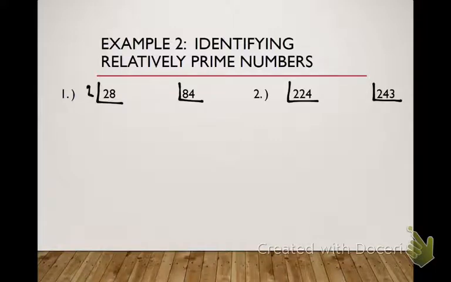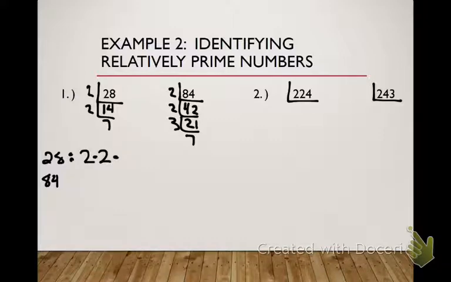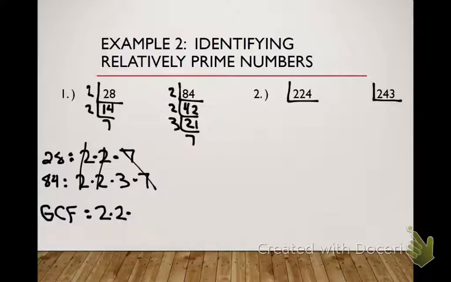Okay, so we've got 2, 14, 2, 7, 2, 42, 2, 21, 3, and 7. All right, so for 28 and 84, we have prime factors of 2, 2, and 7, and 2, 2, 3, and 7. So we've got 1, 2, 3 common sets. So our GCF is 2 times 2 times 7, which is 28.